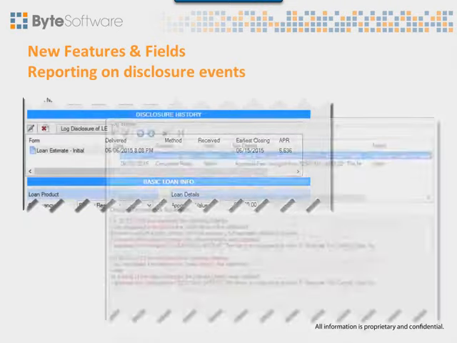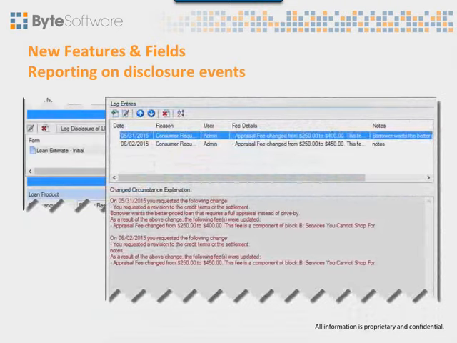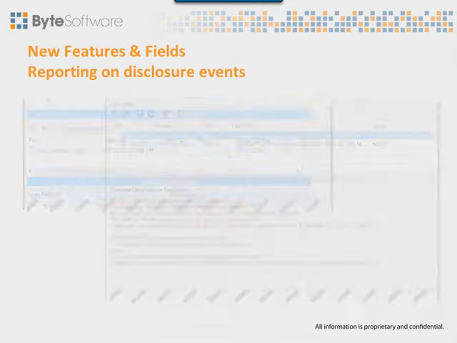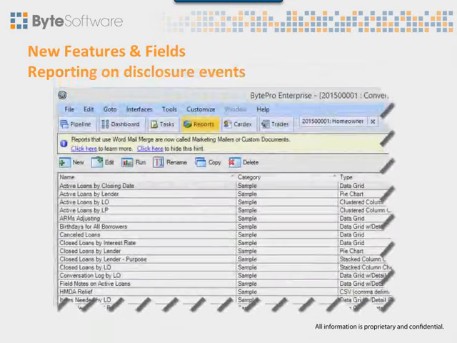The new disclosure and change circumstances logs provide a more robust history of disclosure activity, but the data is contained within grids, and that can throw you a bit of a curveball when it comes to reporting. We've made your disclosure activity reporting a bit easier.